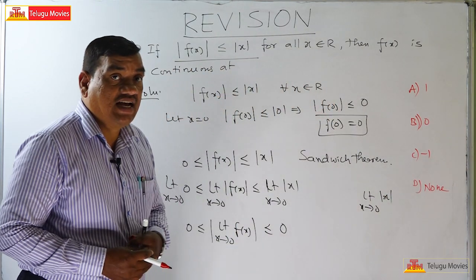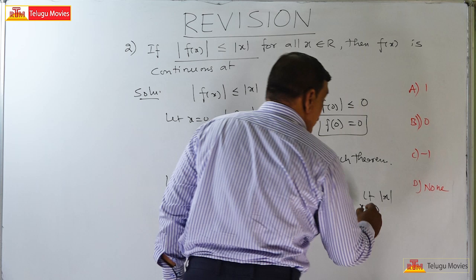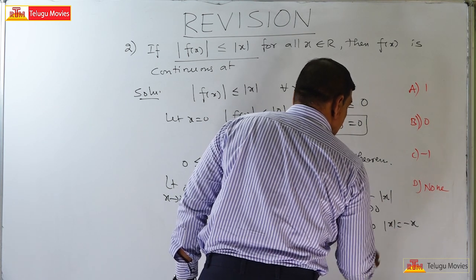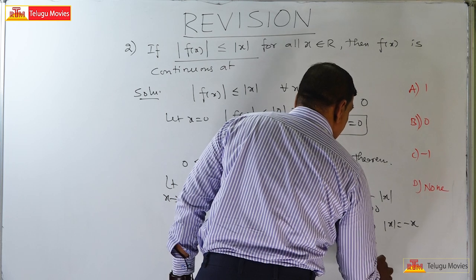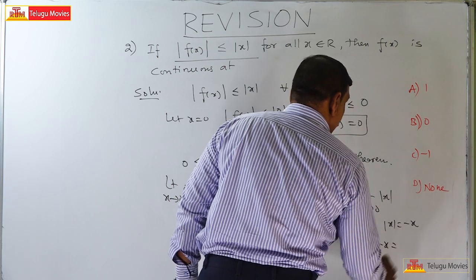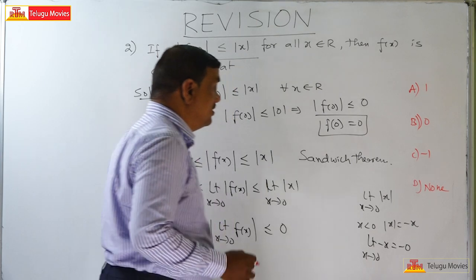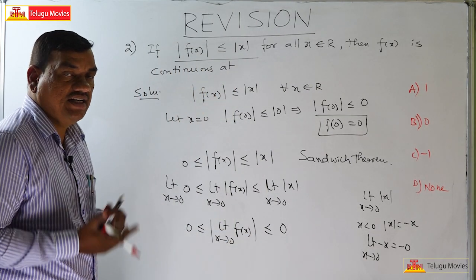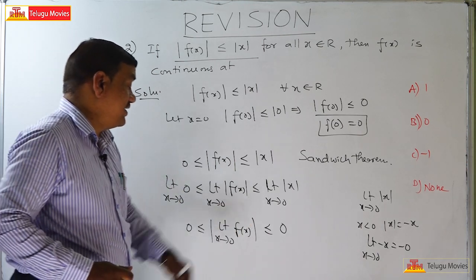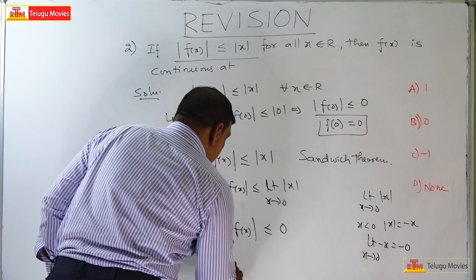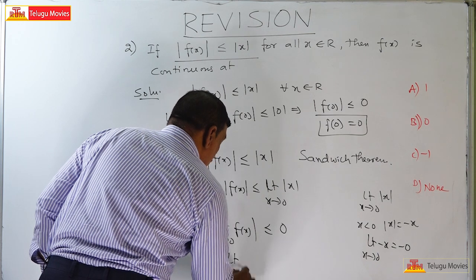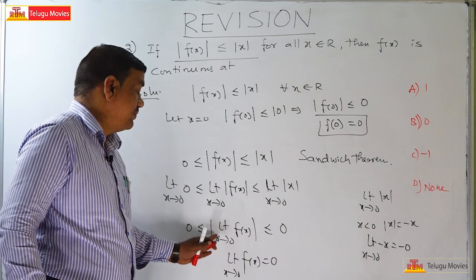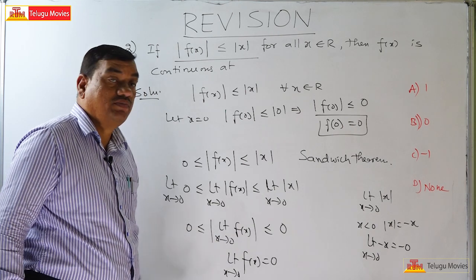If x is less than 0, then mod x is equal to minus x. So therefore the limit as x tends to 0, this is minus x, therefore minus 0. Yes, it exists, 0. In both cases, minus x and plus x, you will get 0. So from this you will get the limit as x tends to 0 of f of x is equal to 0.